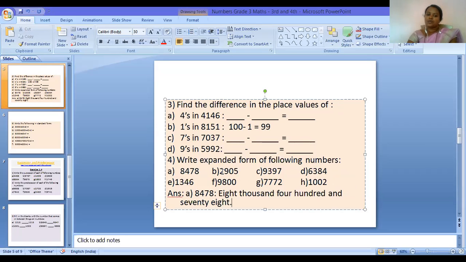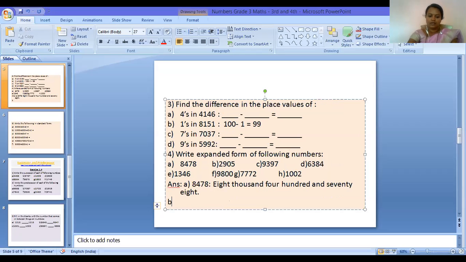Same way, question B, if I have to try with, say, 2905. We would write this as 2 in the thousands, so 2905. Since we have no digit in the tens place, we are directly writing the number as 5.